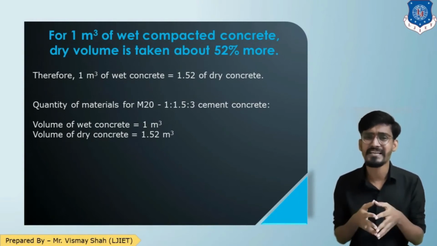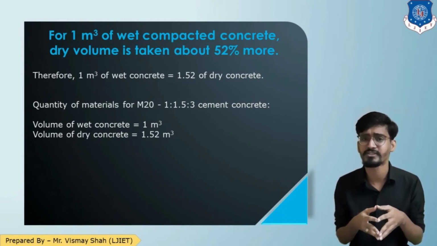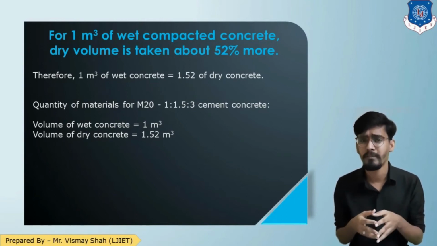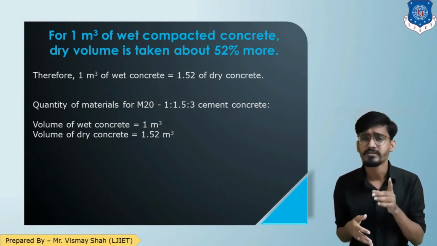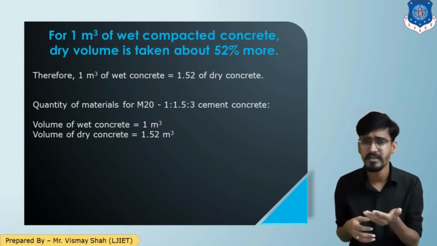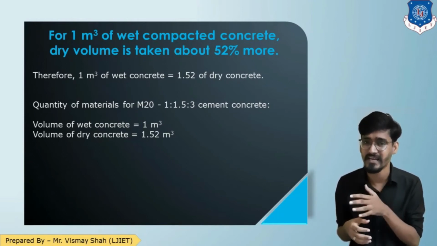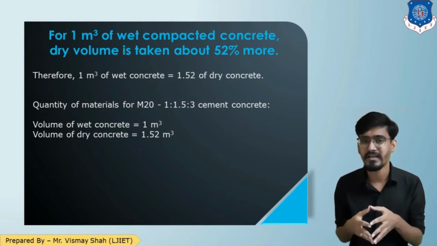Now, let us take an example that you need the quantity calculation for M20. The grade for M20 is 1:1.5:3. So, we have just learned that volume of wet concrete is 1 cubic meter, so the volume of dry concrete will be 1.52 cubic meter. Students, this ratio 1:1.5:3 is in the order of cement, sand, aggregate. I hope we are clear about that. There is no point of confusion: cement, sand, aggregate, CSA. So let us start the material calculation.